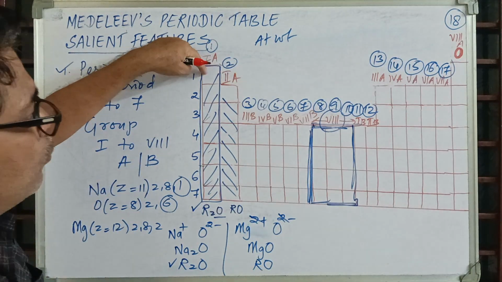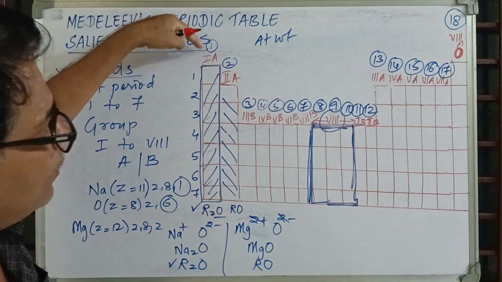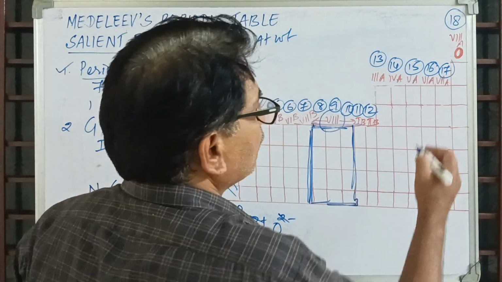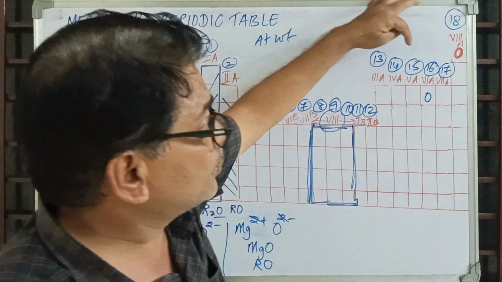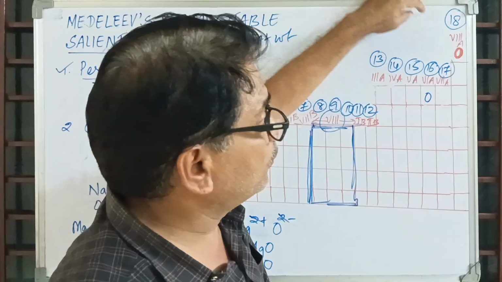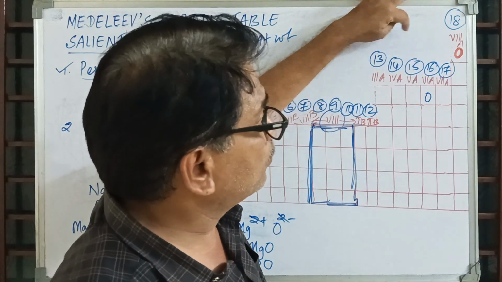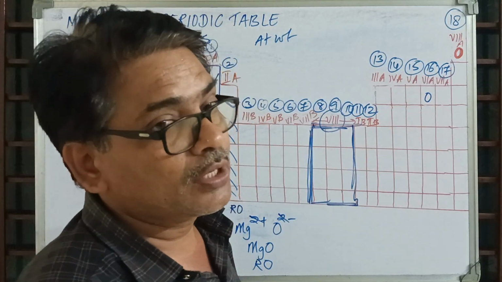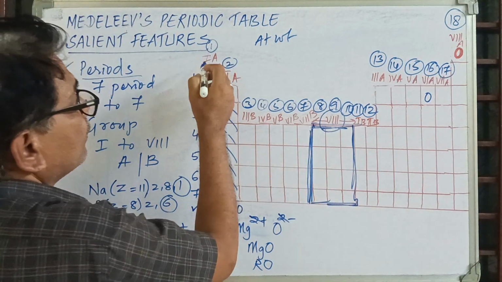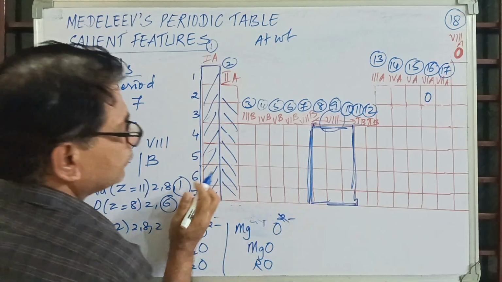So if a first A group element reacts with oxygen, where do you find oxygen? It's here, in the 16th group, and 8 is its atomic number. It is 2, 6. Therefore its valency is -2. You know the valencies? Right, I will write this one.